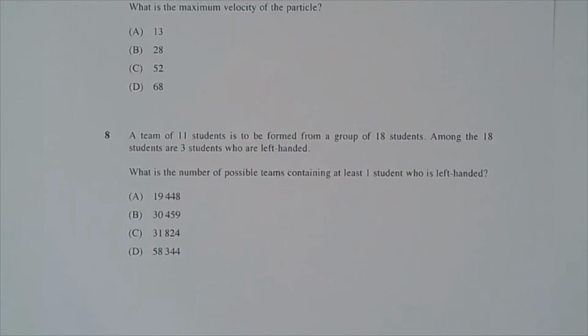Question 8. A team of 11 students is to be formed from a group of 18 students. Among the 18 students are 3 students who are left-handed. What is the number of possible teams containing at least 1 student who is left-handed?